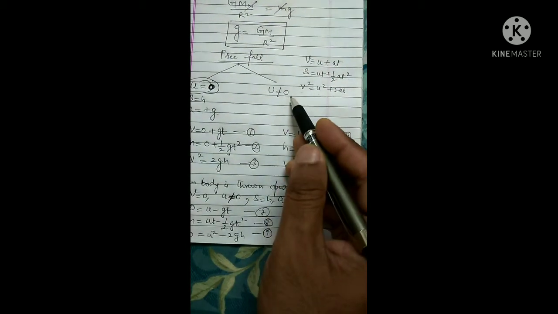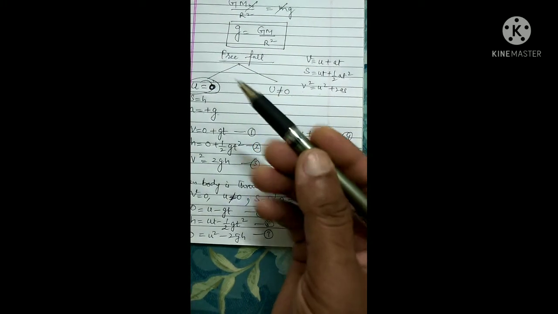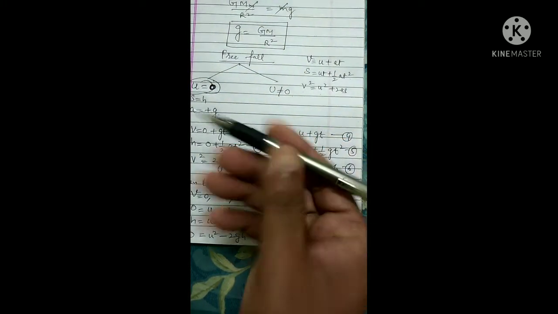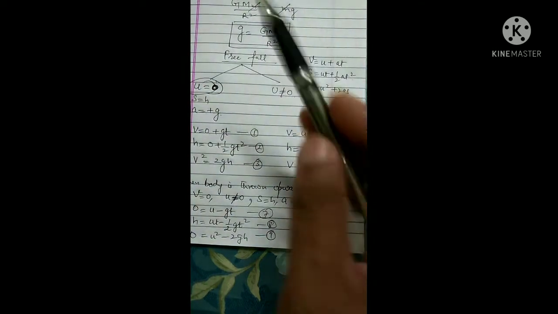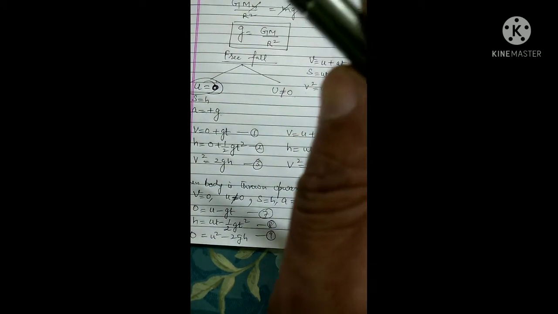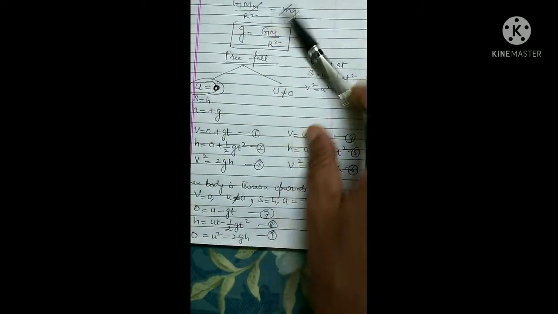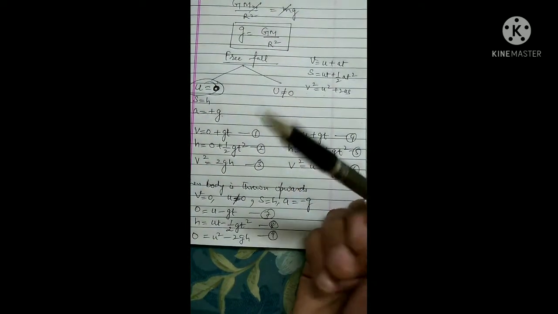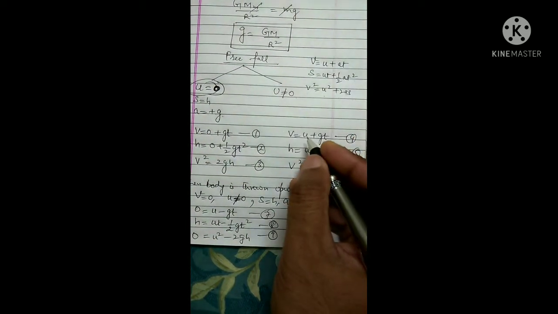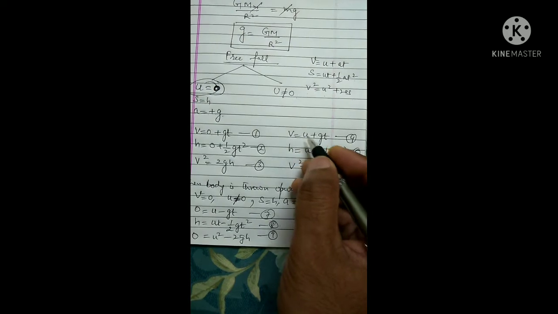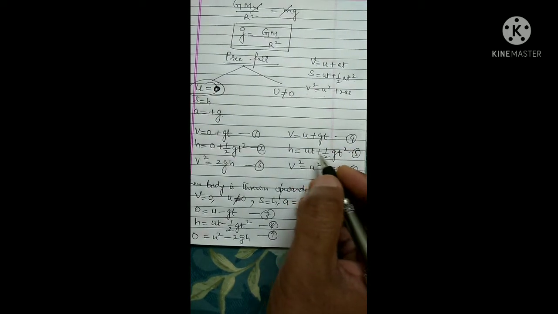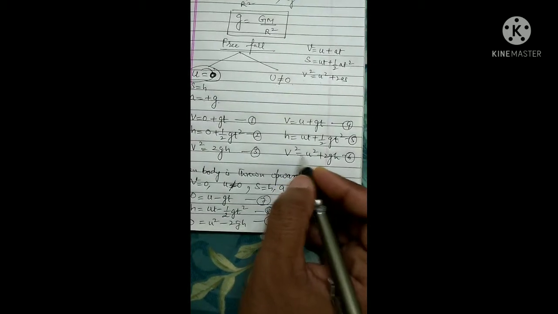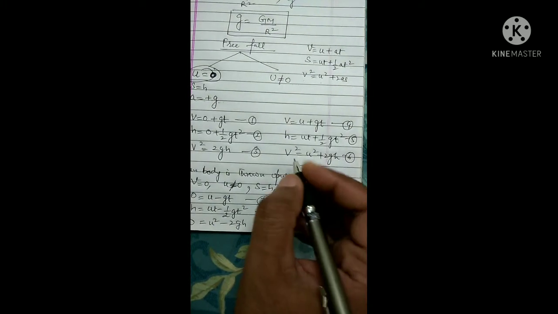When u is not 0, it means the body is thrown with a certain velocity in the downward direction. So u will not be equal to 0: v = u + gt, h = ut + half gt squared, and v squared = u squared + 2gh.